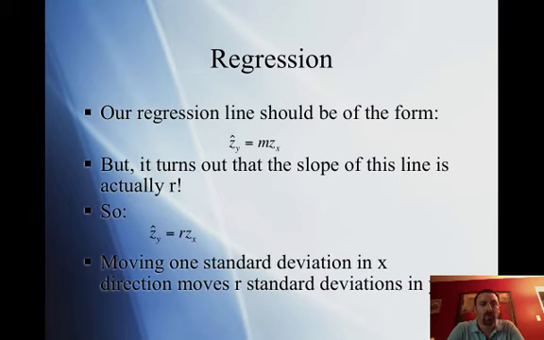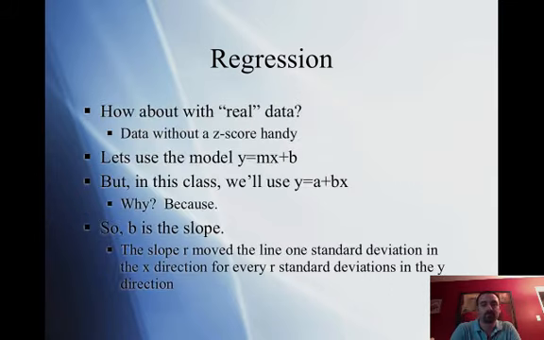So moving one standard deviation in x moves r standard deviations in y. Let's say that again. Moving one standard deviation to the right in x will move r standard deviations in y, up or down, depending on if r is positive or negative. So that's the relationship. That r is a relationship between the standard deviations of the x variable and the y variable.